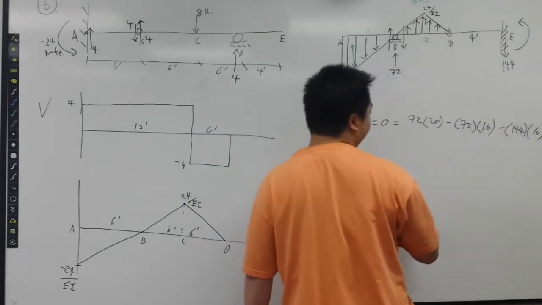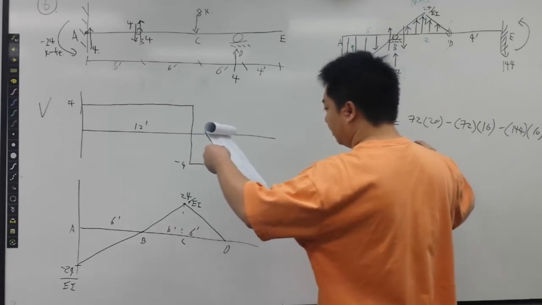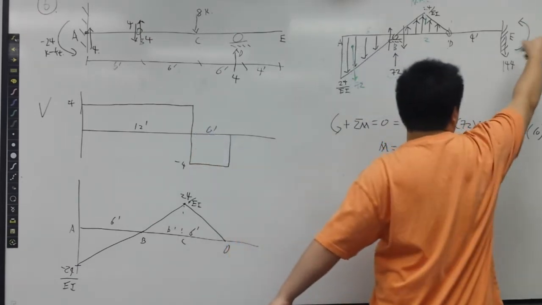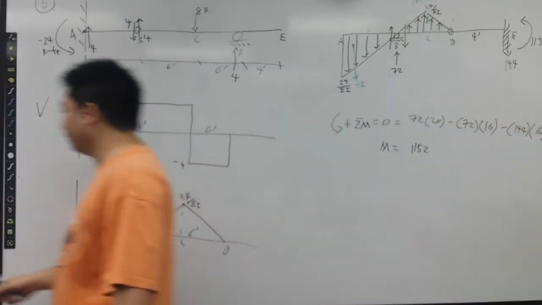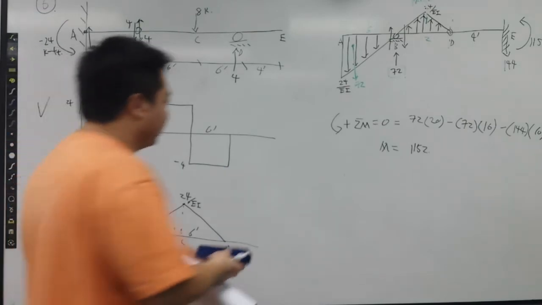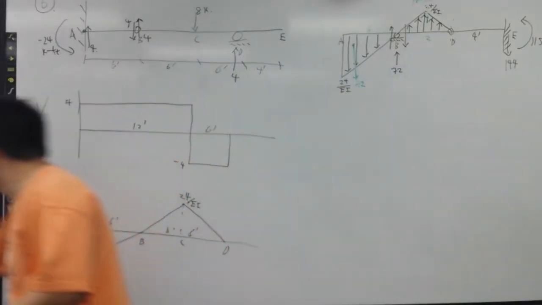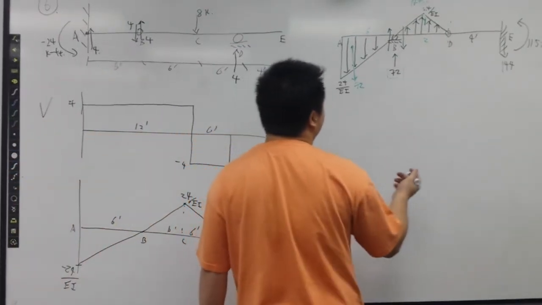So you want to find moment. Moment is equal to 1152. Same way, like this. 1152. So now we have all the reactions. M was what? 1152? So go back to the question.